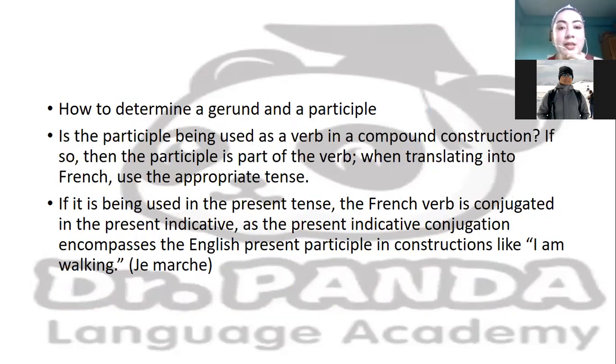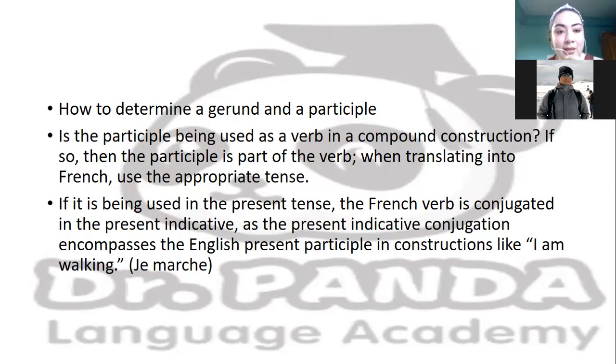Okay, so how to determine a gerund and a participle? Is the participle being used as a verb in a compound construction? If so, then the participle is part of the verb. When translating into French is the appropriate tense. And then if it is used in the present tense, the French verb is conjugated in a present indicative, as the present indicative conjugation encompasses the English present participle-like constructions, like I am walking, or je marche.